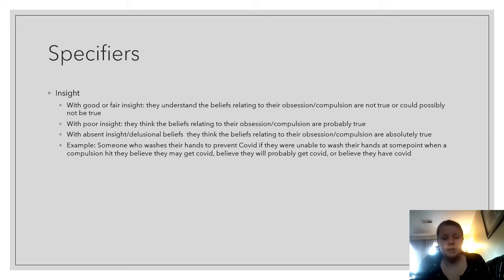Specifiers. The only specifier for OCD is insight. With fair or good insight means they understand the beliefs relating to their obsession or compulsion are not true or could possibly not be true. With poor insight, they think the beliefs relating to their obsession or compulsion are probably true, but maybe not true. With absent insight or delusional beliefs, they think the beliefs relating to their obsession or compulsion are absolutely true.